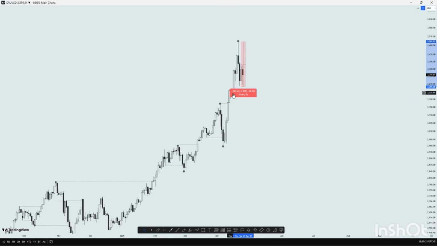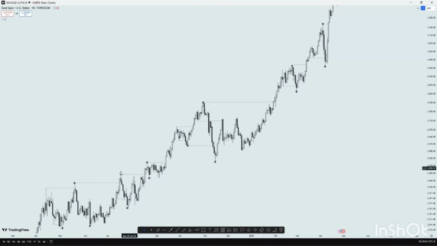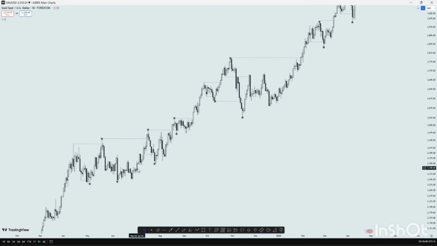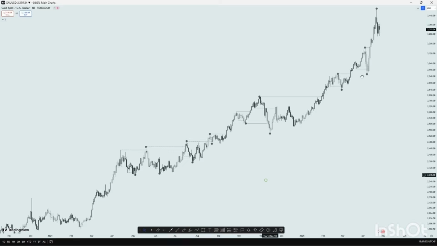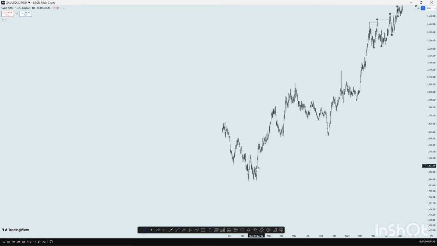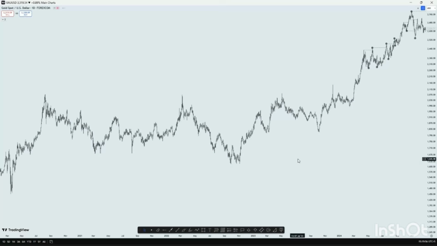Yes, and similarly, we had a pullback. This was also almost 2,000 pips. Yes, exactly 2,000 pips. The expansion was about almost 5,000 pips. Similarly, we had good moves, good expansions, and good trades. You can go on any time frame, in any month, in any year. You can go back, look at the recent price action, and you will see the same thing repeating again and again.